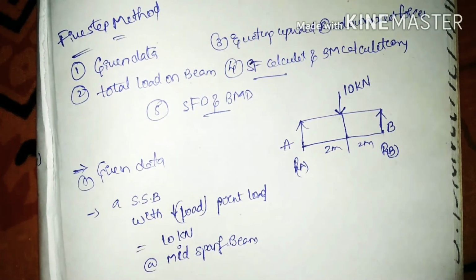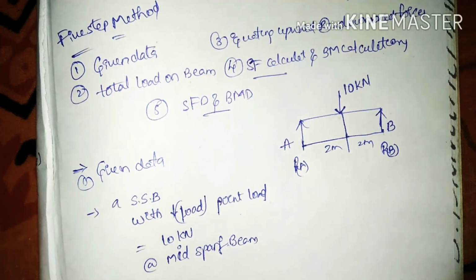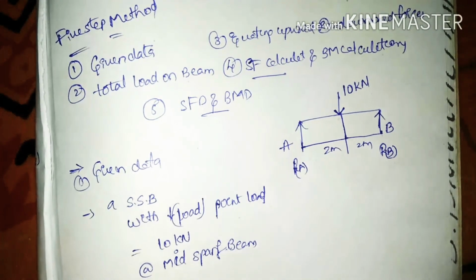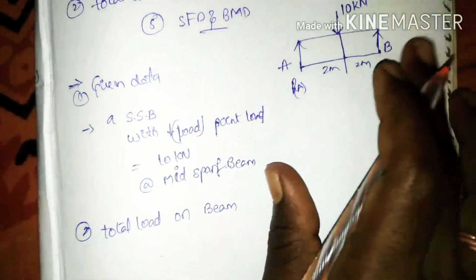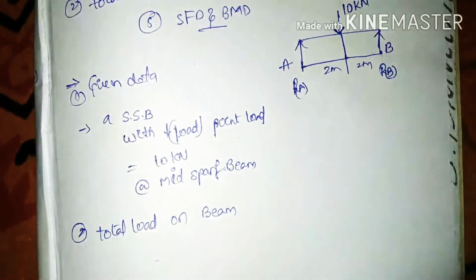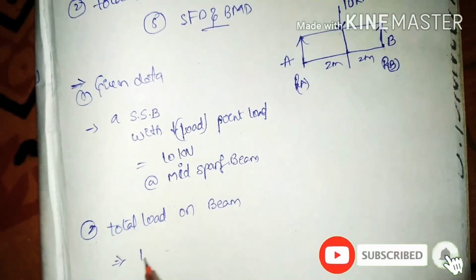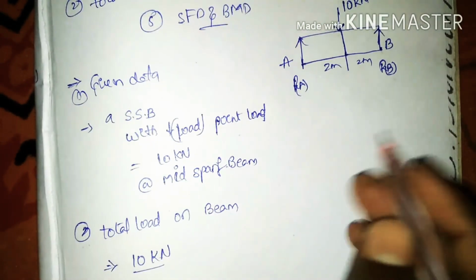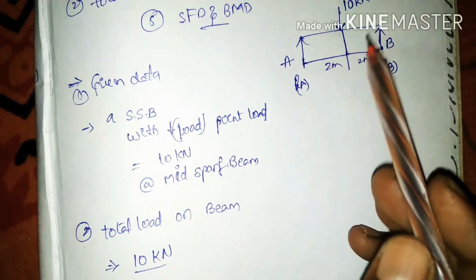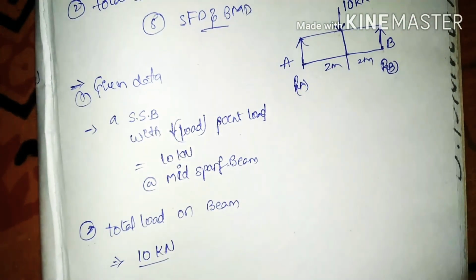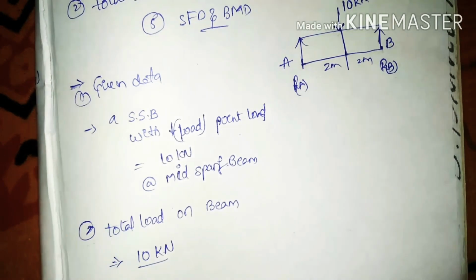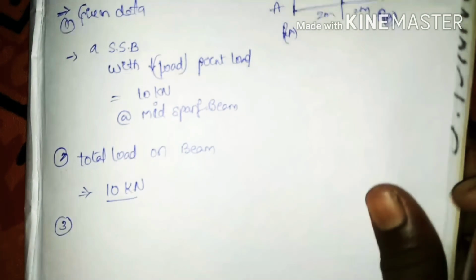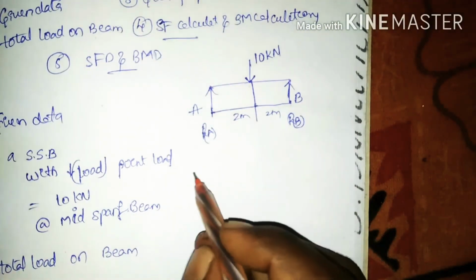Next, number 2, total load on beam. Here we have only one load, a point load of 10 kilonewtons. We do not have any UDL or other point loads to add with this. Number 3, equating upward reactions equal to downward forces.